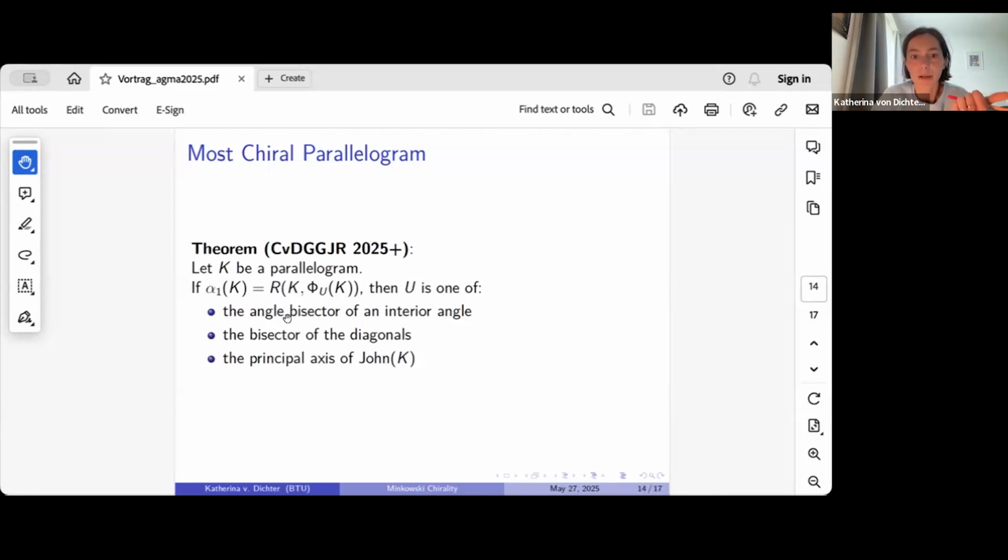It could be an angle bisector of the inner angle. It could be a bisector of the diagonals of the parallelogram, or it is the principal axis of the John ellipsoid. The John ellipsoid is the ellipsoid of maximum volume which is contained in K. We also could visualize which case appears when, depending on the length of the sides of the parallelogram.